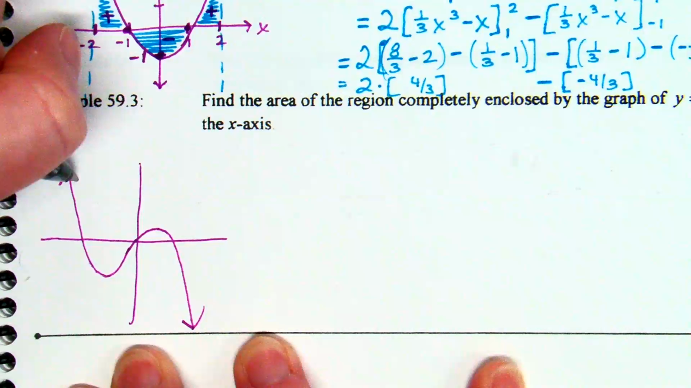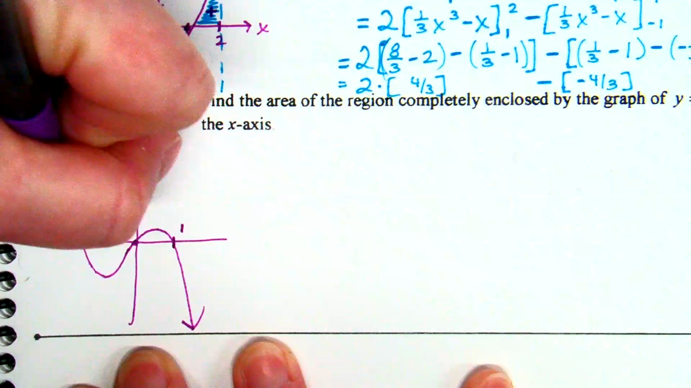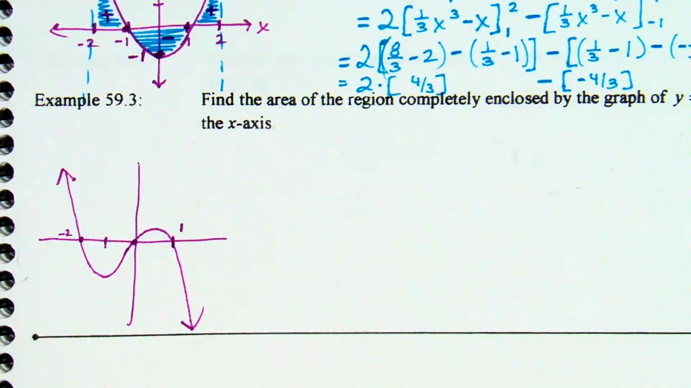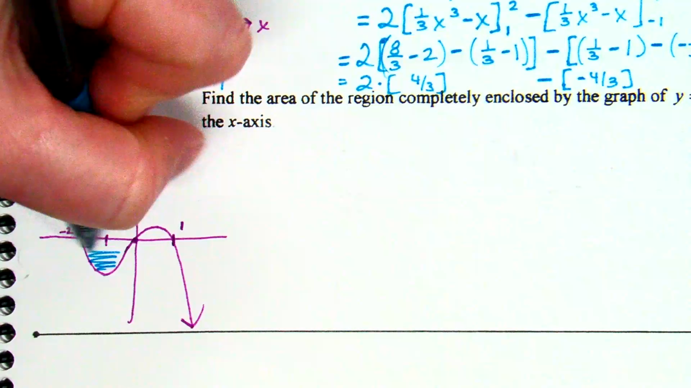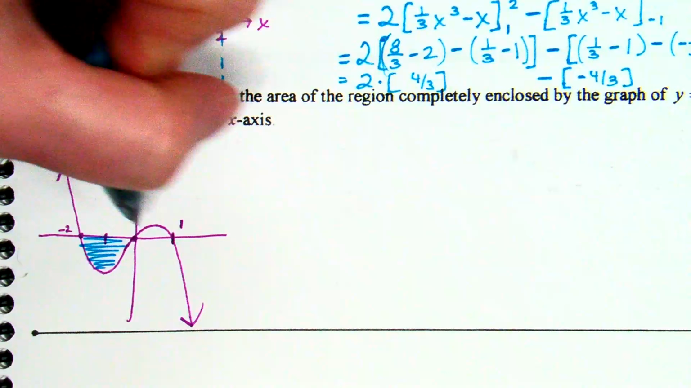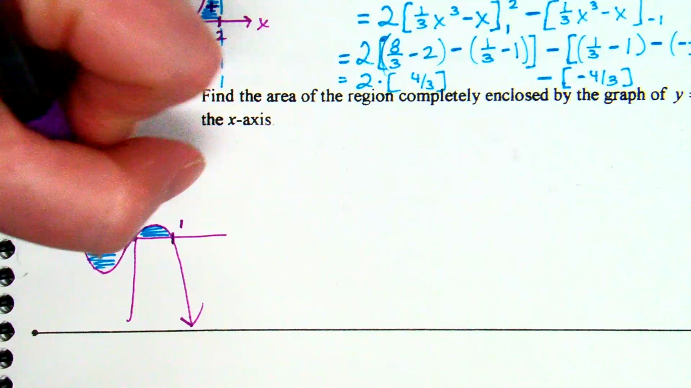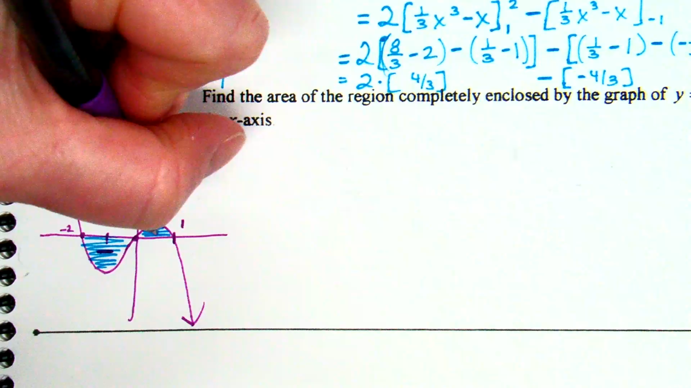Okay, there's my basic sketch. Goes through 0, goes through 1, it goes through negative 2. So if we're trying to find the region between the graph and the x-axis, we've got a section over here and a section over here. The section on the left is below the x-axis and thus negative. The section on the right is above the x-axis and positive.